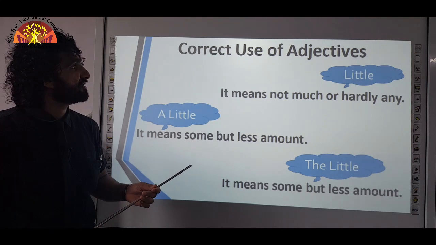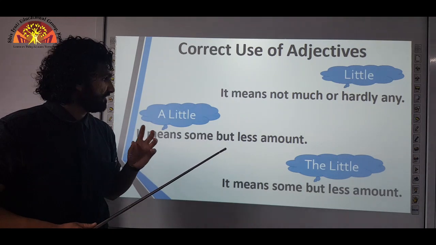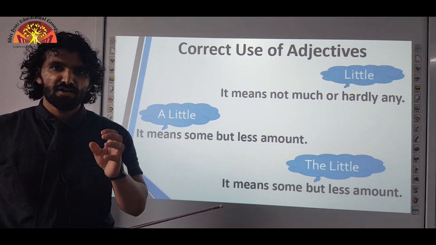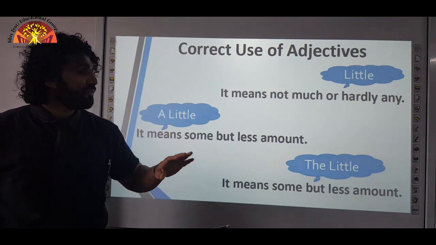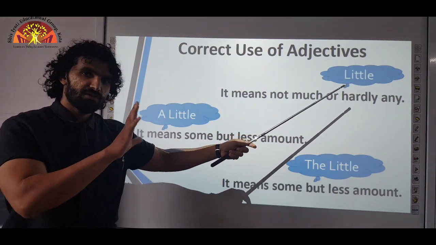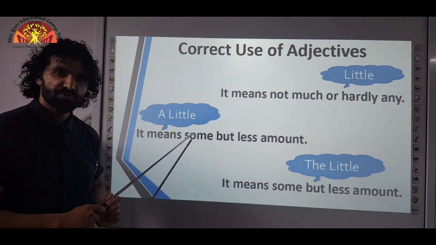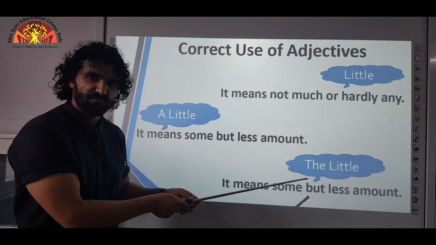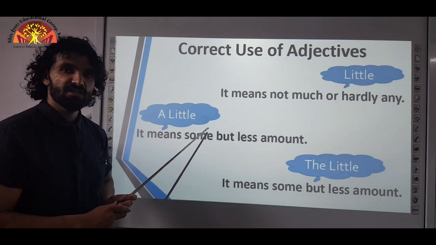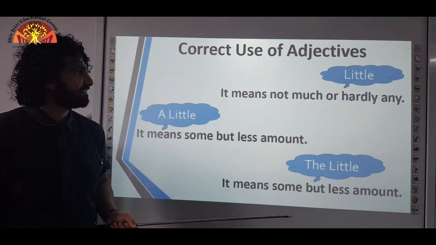Okay, now we will talk about the correct use of adjectives: little, a little, and the little. I'm going to tell you a very simple thing to keep in mind. Only little, the word little, has a negative approach. A little has a positive approach, and the little has a certain approach. So in other words, negativity, positivity, and certainty. Okay, you are not getting it? You will get it with the help of examples.